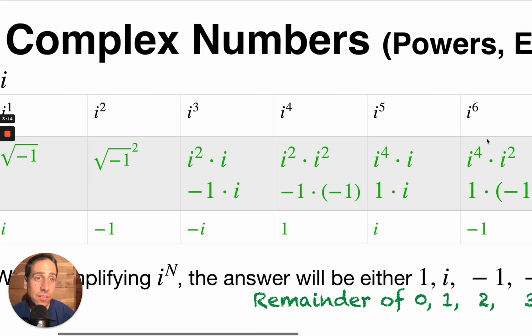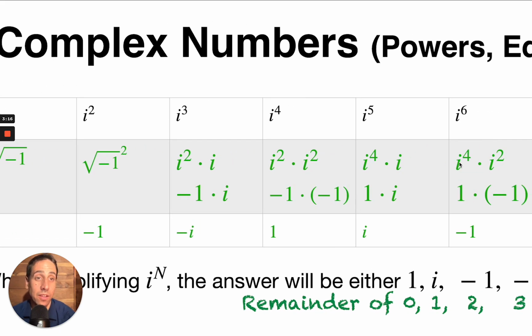i to the sixth, well, it's easiest to think of things as i to the fourth, because i to the fourth is a super easy number. It's just 1. i to the fourth turns into 1. i squared will turn into -1. Remember, that's one of the key central facts that keeps on coming up over and over again. i squared is equal to -1. So 1 times -1 is just going to give you -1.